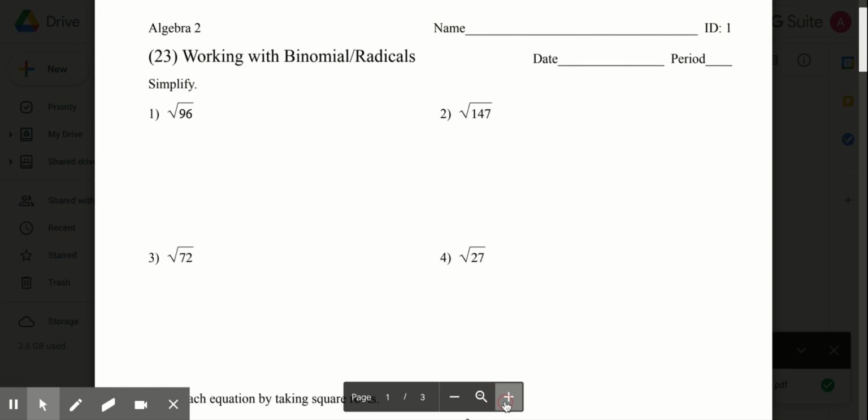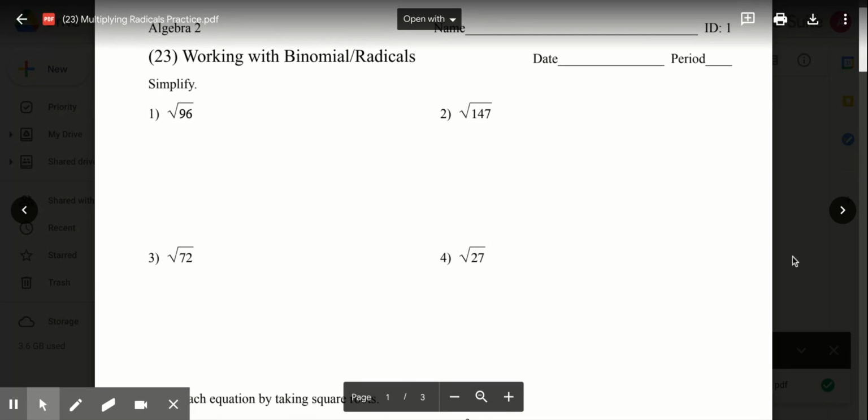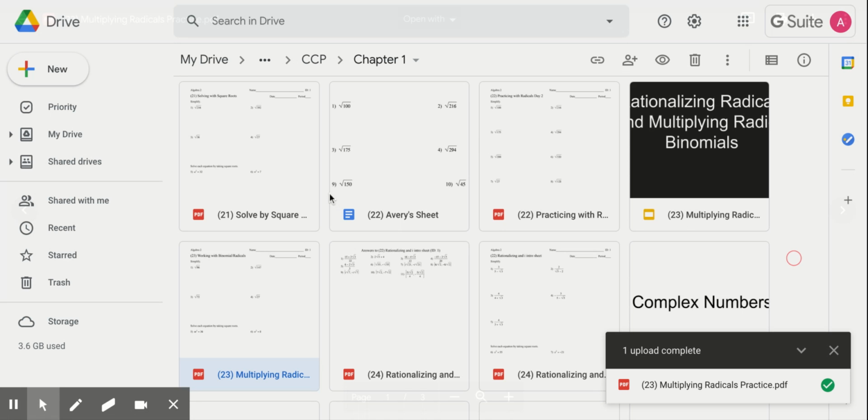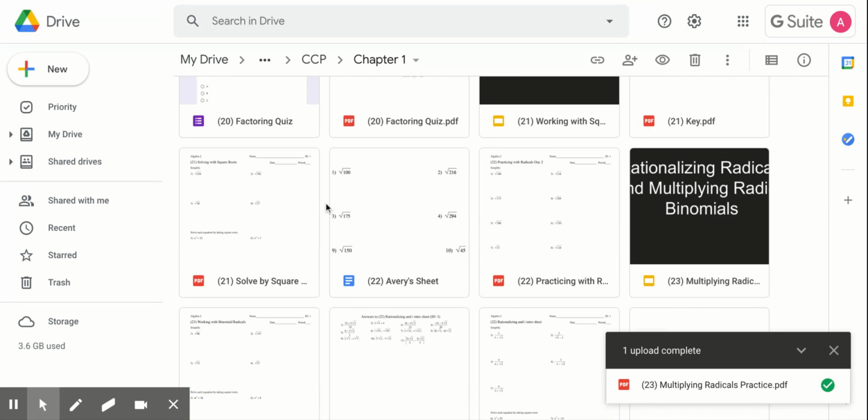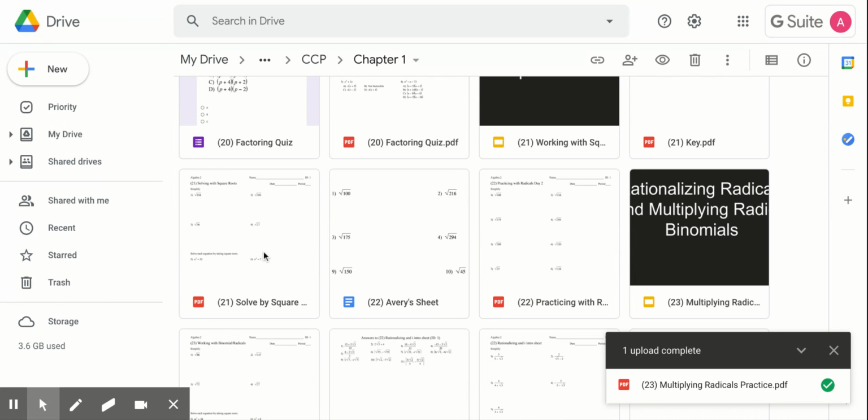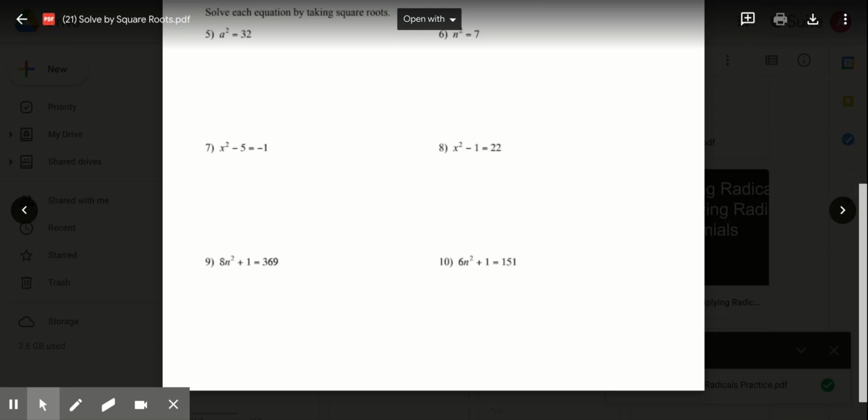All right, guys, so we're moving into a part of the chapter where we're going to talk about solving square roots, or working with square roots, rather. We're going to be solving these quadratics, but we're going to be using square roots. This is something that really pops up because not everything we do is factorable.